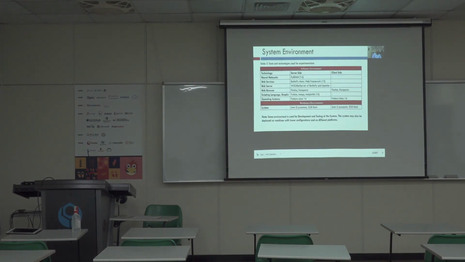Now to implement, we used the PyBrain package to implement a neural network. To implement web services, we used the Bottle micro web framework, and the web server was the WSGI reference server of Bottle and Apache. Then we used two web browsers to test our user interface. The scripting language used was Python. Then NumPy and Matplotlib libraries were used to draw the graphs.